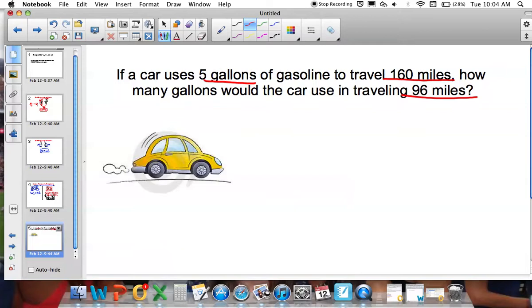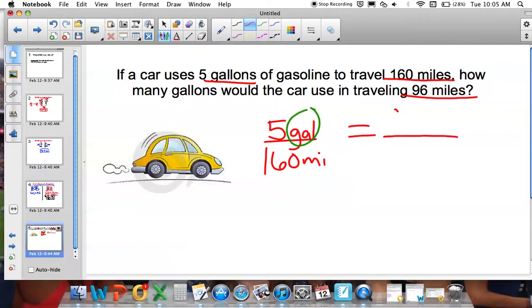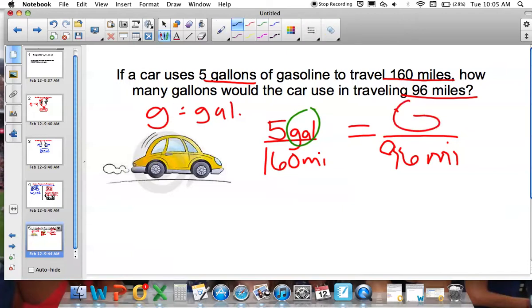We have 5 gallons of gas this car uses for every 160 miles. Now we want to figure out how many gallons. Since gallons was used in the numerator, we're going to keep that constant. Since 5 gallons was used in the numerator, 96 miles is going to be in the denominator. See how miles and miles match up? So gallons and gallons should also match up. I'm going to call G the number of gallons when traveling 96 miles. Because G is an underused variable, in my opinion.